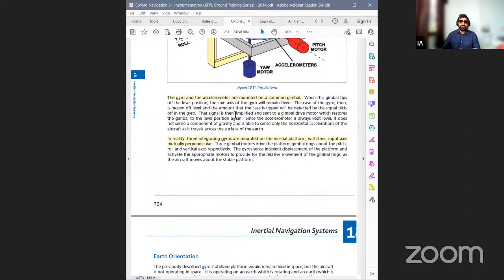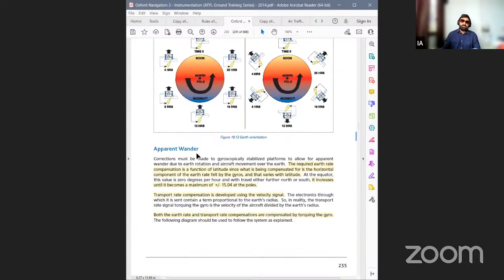Okay, simple. See, the gyro and accelerometer are mounted on the same gimbal. 3 integrating gyros are mounted on the inertial platform with their input axes mutually perpendicular. So remember this, there are 3 gyros. Rest, you can skip reading if you want. You can read a little bit. Remember the earth rate, 15.04, and apparent wander over there.